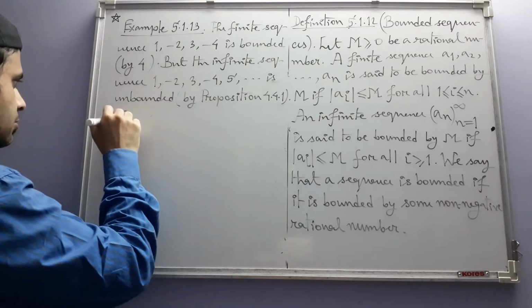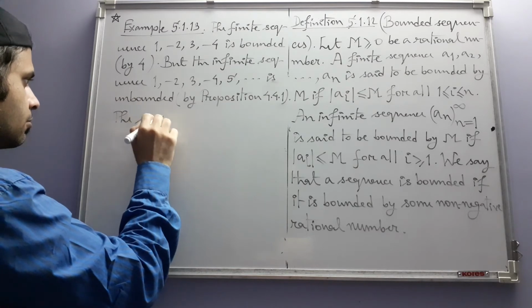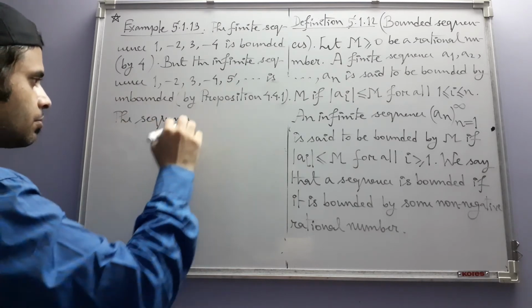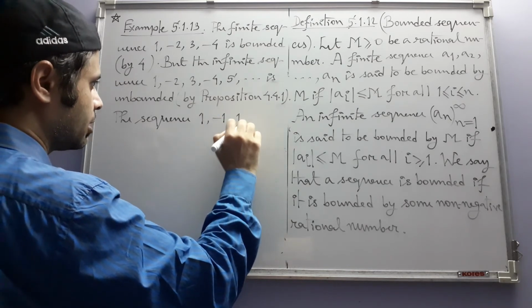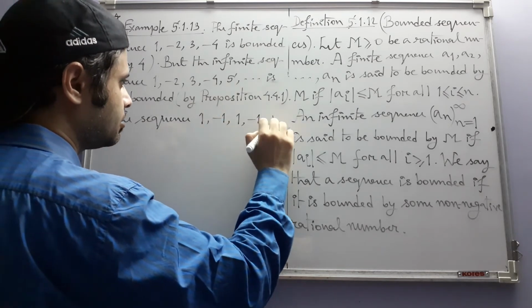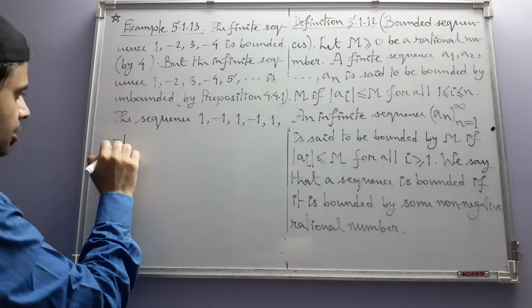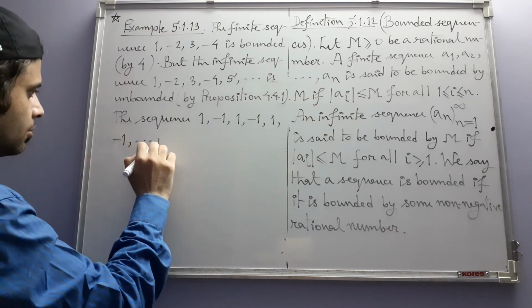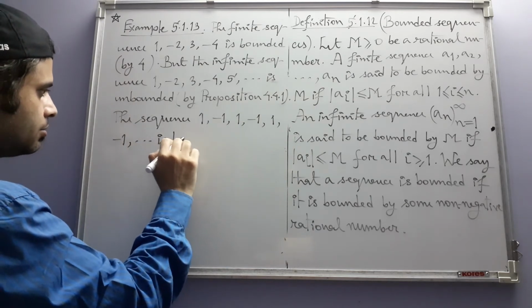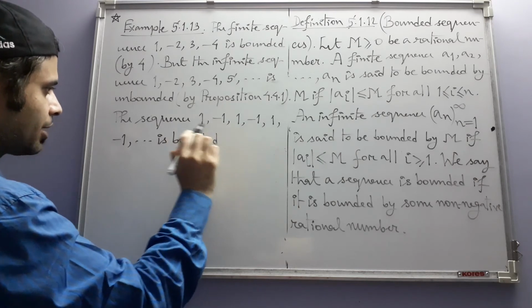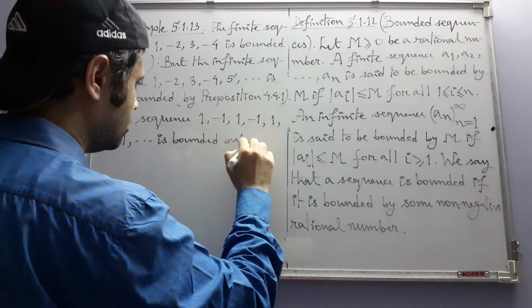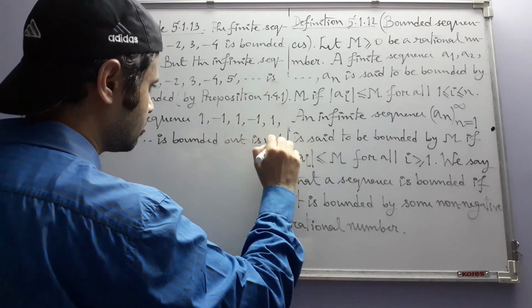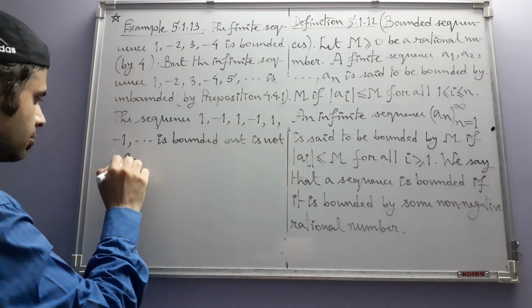The next sequence is a different type of sequence where the terms alternate between 1 and minus 1. It is bounded, in fact by 1, but is not a Cauchy sequence.